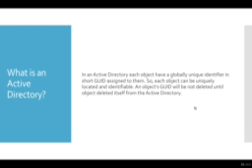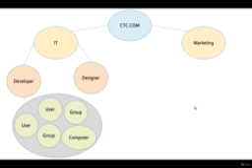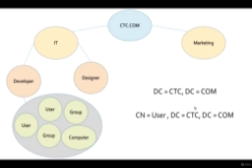To identify specific objects in an Active Directory, each object is also distinguished with a distinguished name which can be identified easily. A relative distinguished name, in short RDN, is used to reference an object within its parent container in the directory. Here in this example for ctc.com, the distinguished name can be defined as domain component ctc and domain component com, and a relative distinguished name for a user in the container inside the ctc.com domain can be defined as common name user, domain component ctc, and domain component com.